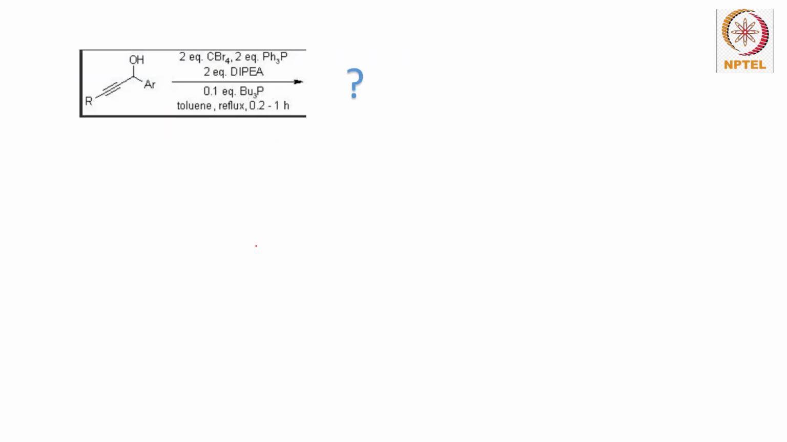Now next question. What will be the product of this reaction? No options are given. Just by seeing the reagent you have to understand which reaction is being performed here. So what type of reagents can you see? You can see PPh3 and CBr4, and whenever there is a tetrabromide or tetrachloride and PPh3, which type of reaction will it be? It will be an Appel reaction.